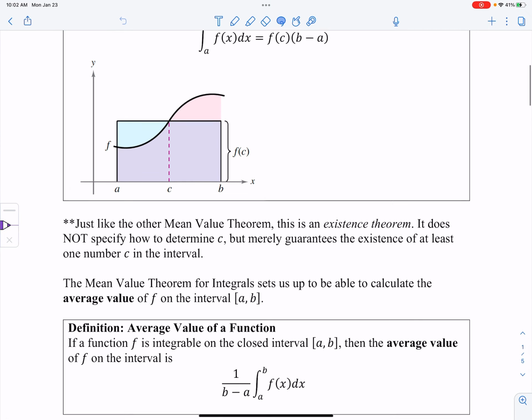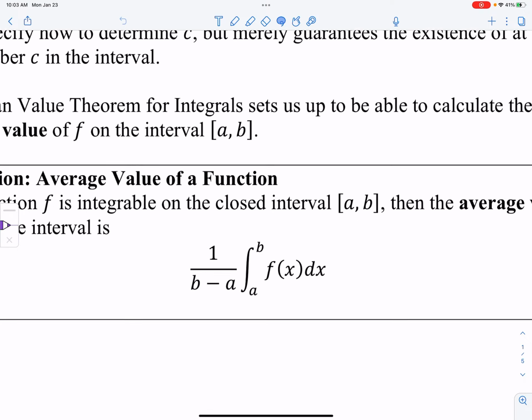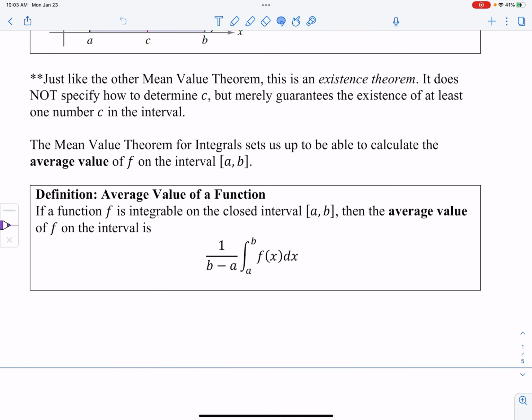So the mean value theorem sets us up to be able to calculate the average value of a function on an interval from a to b. And here is how we calculate the average value. So you guys know how to calculate the average of a finite number of values, right? Like if we were trying to calculate the average test score in a class, we would add up all of the scores and then divide by the number of tests that had been taken.